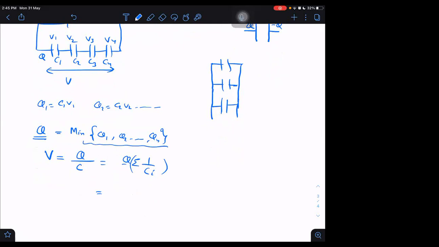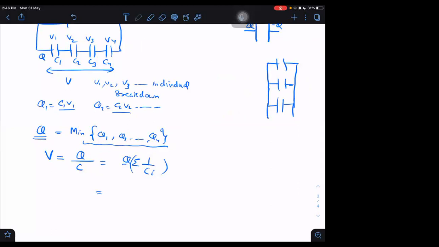If they have not given Q1, Q2, you have to determine what V1, V2, V3 are referring to. V1, V2, V3, etc. are individual breakdown voltages, and the charges are individual breakdown charges. Okay, this Q is the effective breakdown charge for the series combination.